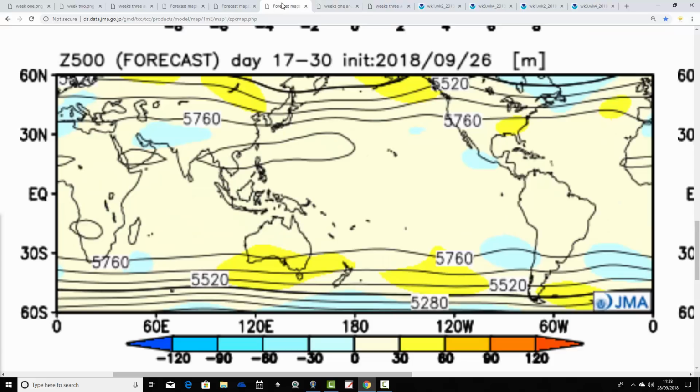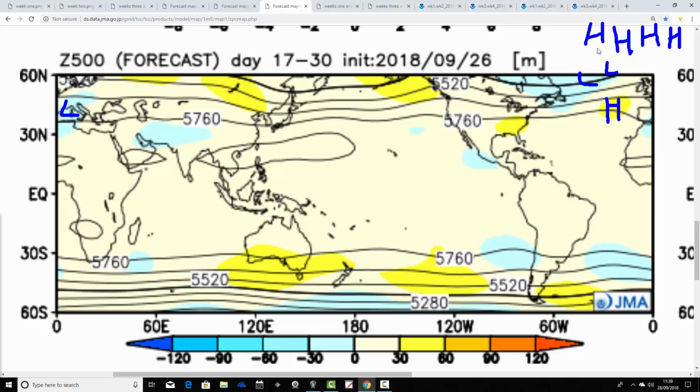And then we have this very complicated pattern setting up for weeks 3 and 4. We have an area of above average heights down to our southwest. We have below average heights out to the northwest. We have below average heights also across Central Europe, and we can't see the pole view, but we have got quite a bit of northern blocking appearing over the North Pole up there.